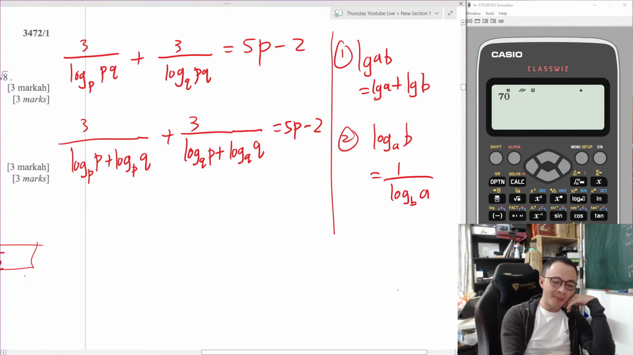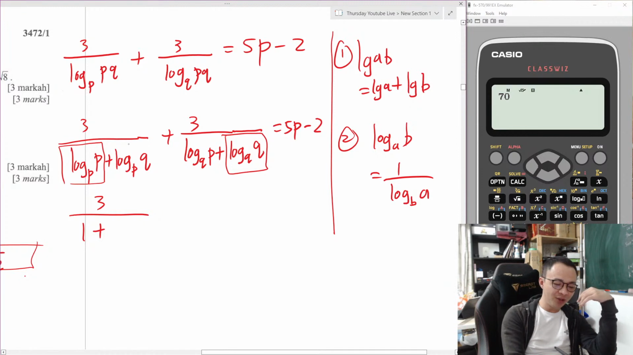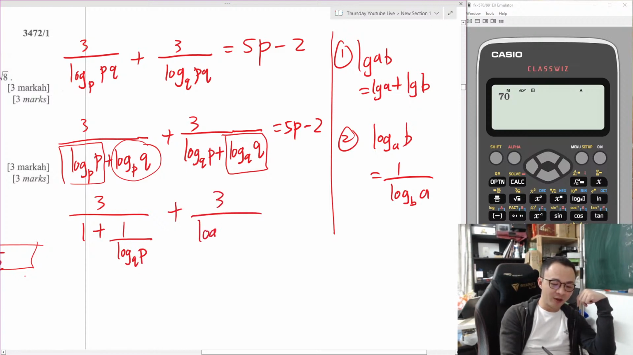Alright, so log PP is equals to 1. Log QQ is equals to 1. So this is 3 over 1 plus, this is log PQ, this is log QP. So I want to group them together. I will change this one into 1 over log QP. Plus 3 over log QP plus 1 equals to 5p minus 2.